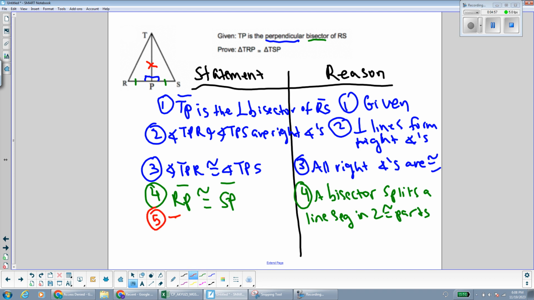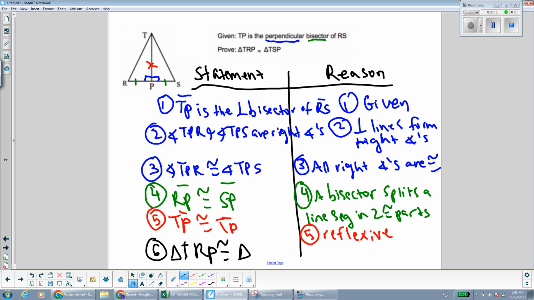Finally, our last piece of information was our shared side TP. We know that TP is congruent to itself by the reflexive property. And now we have enough information to achieve our goal. Triangle TRP is congruent to triangle TSP, and that is due to SAS. Let's double check all the information we needed for SAS ended up in our proof. So we have our congruent angles. That was our A right here in step 3. We had RP and SP. That was a pair of sides. And we have our shared side.